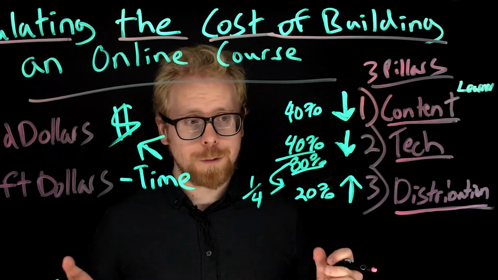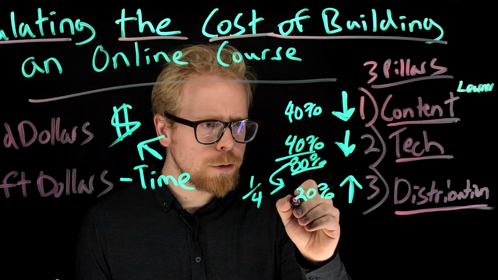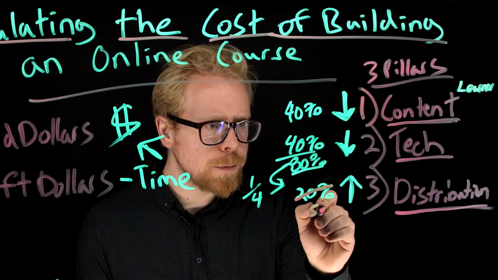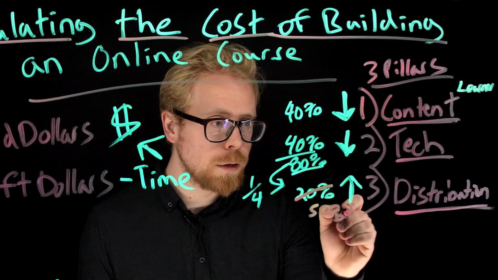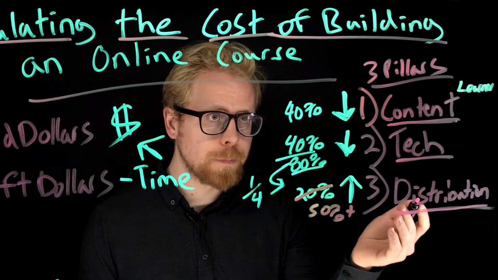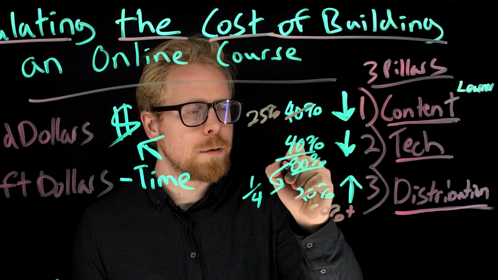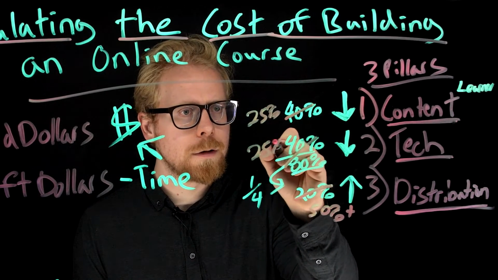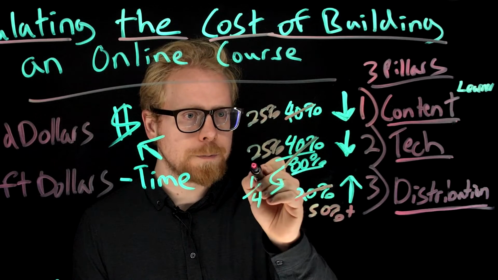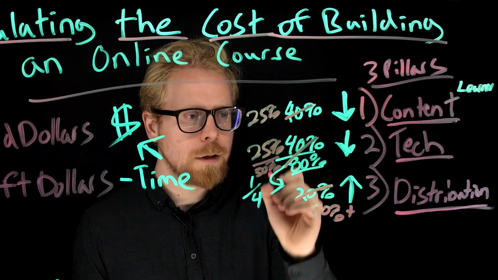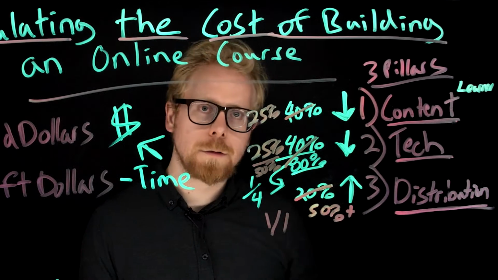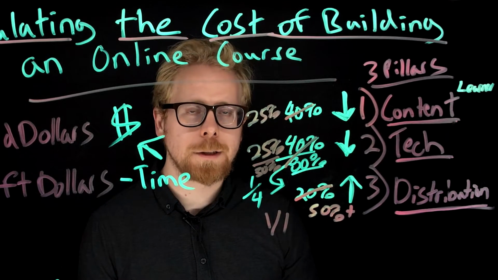What you should do is spend somewhere closer to 50% or more on distribution. And then you're looking at about 25% here and 25% here. So now when you add this up, you get 50%, and now we have a 1-to-1 ratio. Makes a lot more sense.